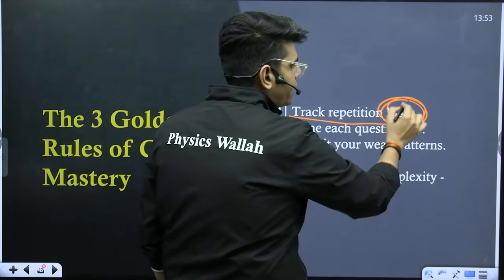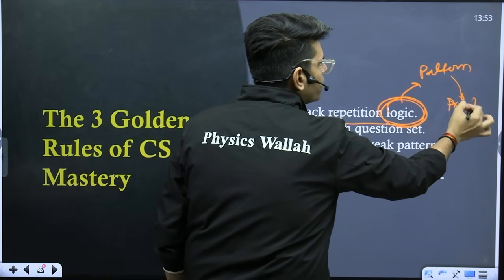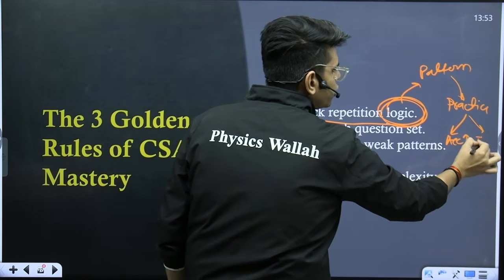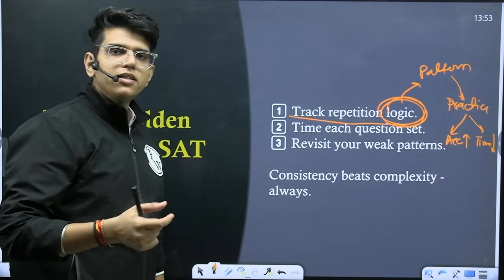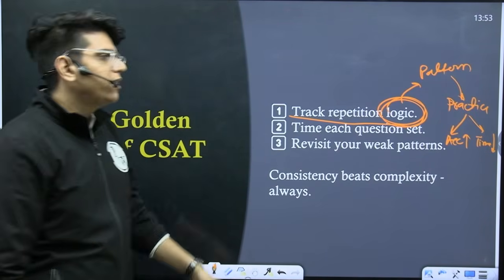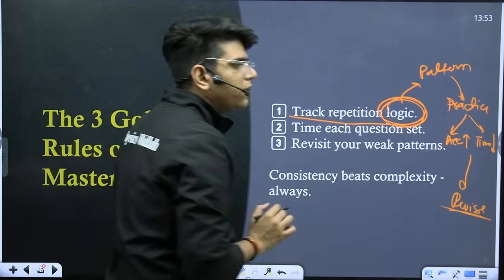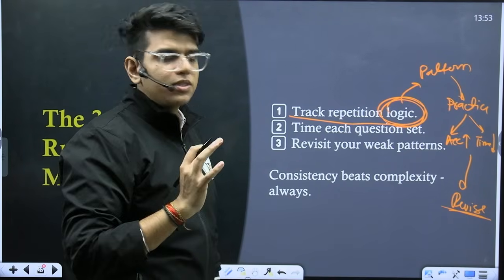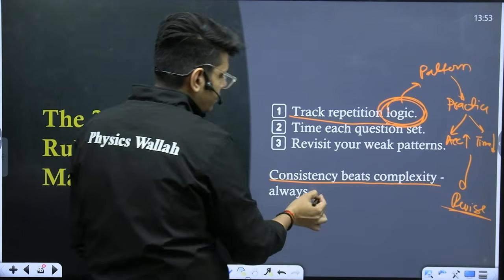Once you have found out the pattern, practice regularly, right? Do two things. Accuracy should increase and time should decrease, right? With time, if you are able to recognize these patterns and solve the questions quicker, your accuracy should increase and time should decrease. Revise, because these are important questions. You should revise them regularly, so that you are confident while attempting the full length test or your final prelims paper. Okay. In short, consistency beats complexity always, right?